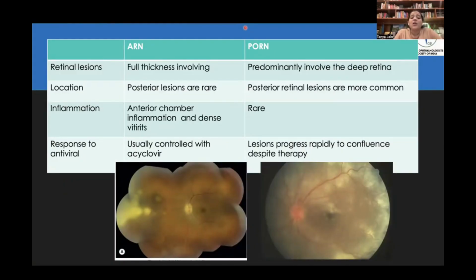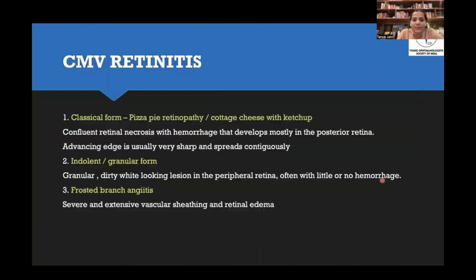So we need to differentiate between ARN and PORN. ARN is more in immunocompetent patients, PORN more in immunocompromised patients. PORN lesions are usually in the deep retina, ARN are usually full thickness. ARN are usually in the periphery, PORN are usually in the posterior pole with less inflammation and rapidly progressive. So these are very representative pictures that you can see.